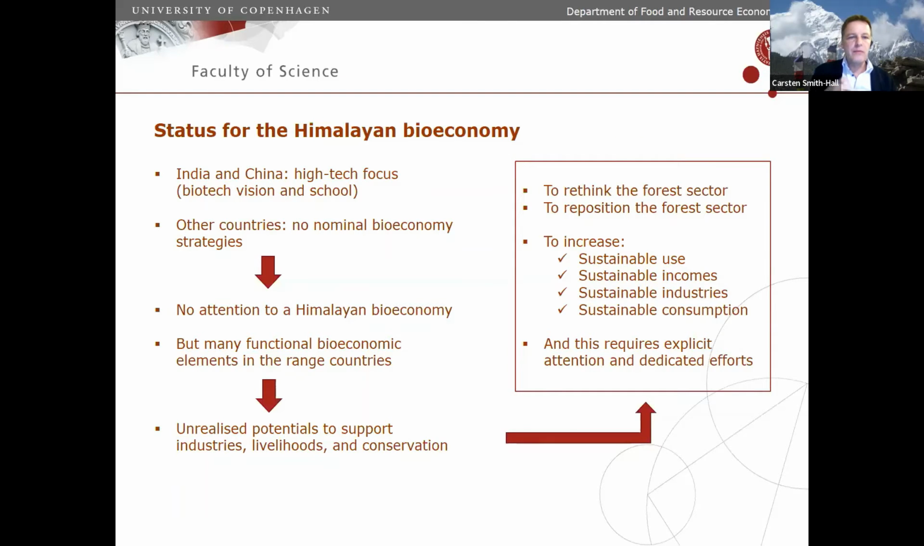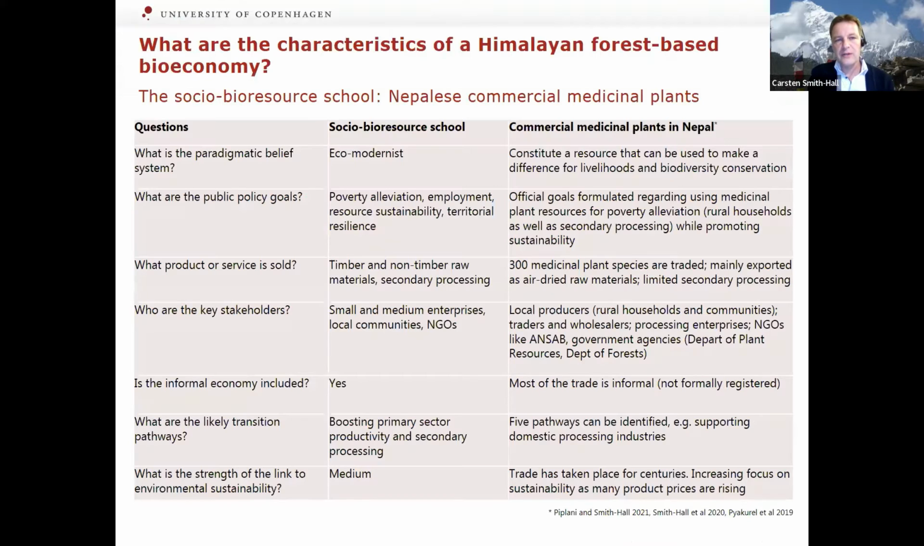So in a way, when we think about the forest-based bioeconomy as the 5 schools allow us, that also shows that the bioeconomy represents an opportunity for us to rethink the forest sector, indeed to even reposition the forest sector. The forest sector in many Himalayan countries is challenged in many different ways, and the transition to a bioeconomy, or at least starting to think about the bioeconomy and how to translate to it, is an opportunity to increase the sustainable use of forest resources, to increase sustainable incomes from using them, to develop sustainable industries and sustainable consumption. But of course, this requires an explicit attention to the issues and dedicated efforts. And that's what I want to focus on now in the rest of the presentation here.